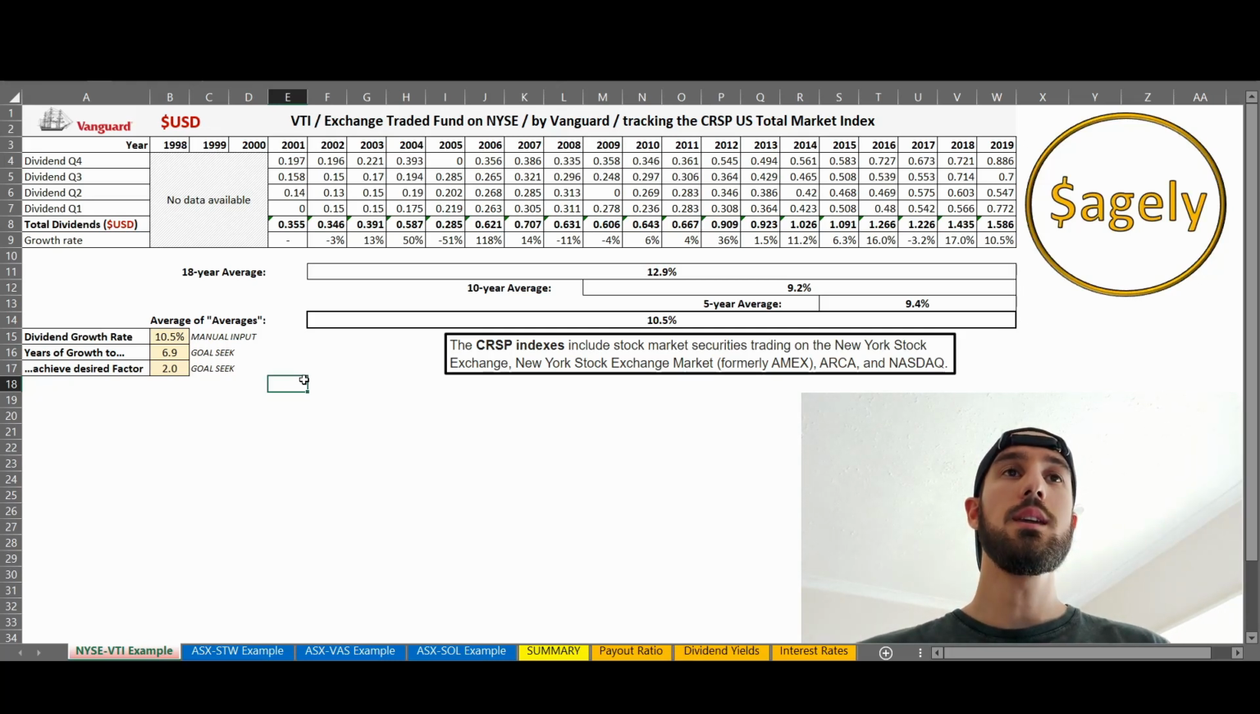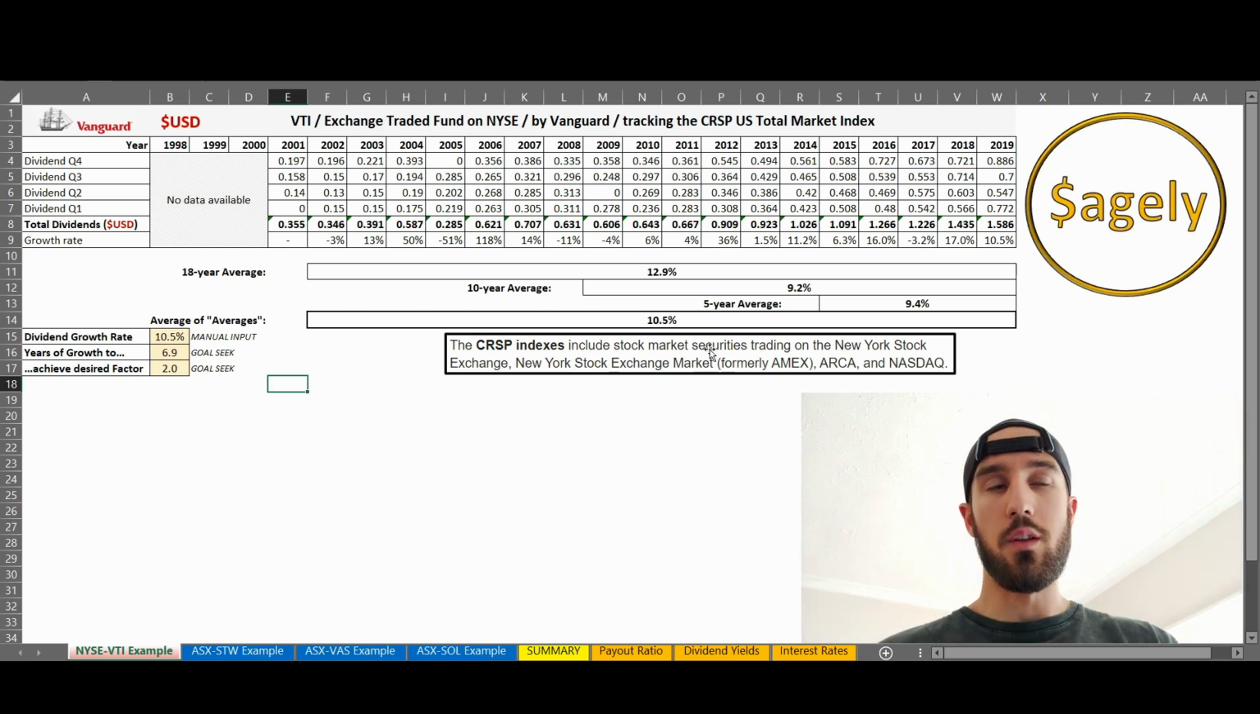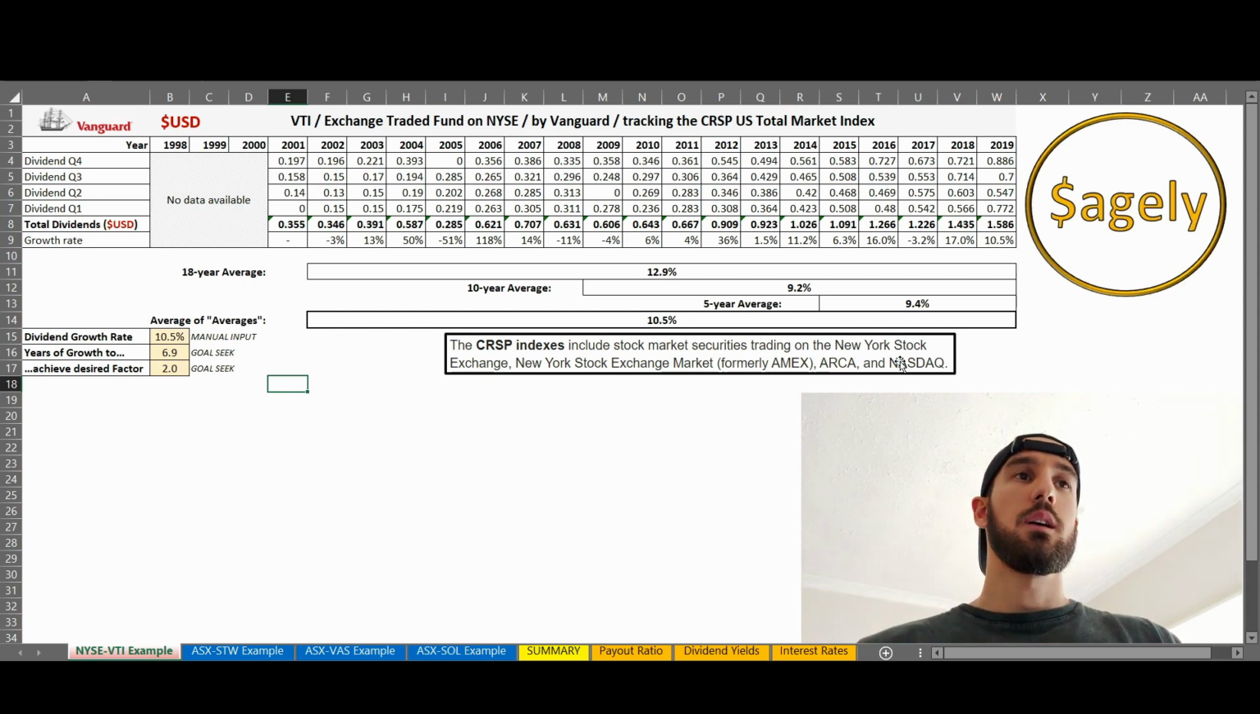All right, so here I have the VTI exchange traded fund, which is traded on the New York Stock Exchange. It is provided by Vanguard and it tracks the CRSP US Total Market Index. Basically, guys, this fund is a good representation of the stocks on the New York Stock Exchange and the NASDAQ. So it represents the USA stock market very, very well. So I've got data from 2001 right up to 2019.